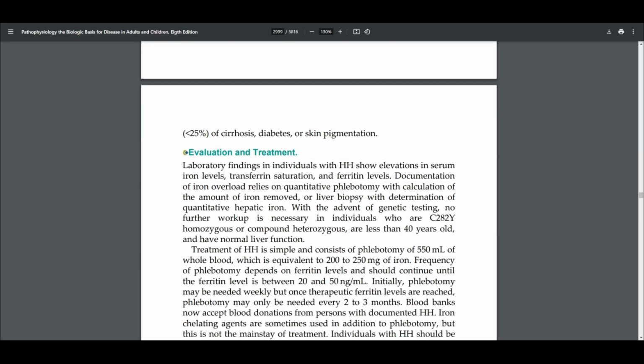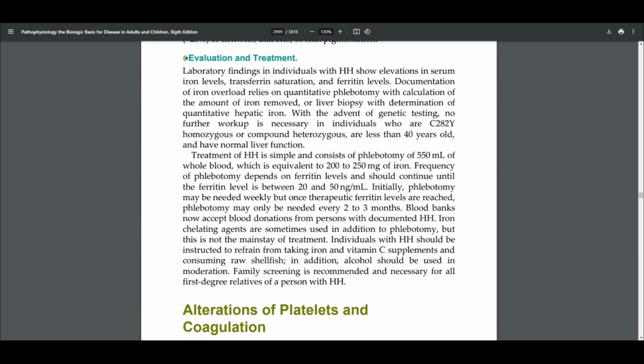So, evaluation and treatment, therefore. Lab findings in individuals with HH show elevations in serum iron levels, transferrin saturation, and ferritin levels. Documentation of iron overload relies on quantitative phlebotomy with calculations of amount of iron removed, or liver biopsy with determinations of quantitative hepatic iron.